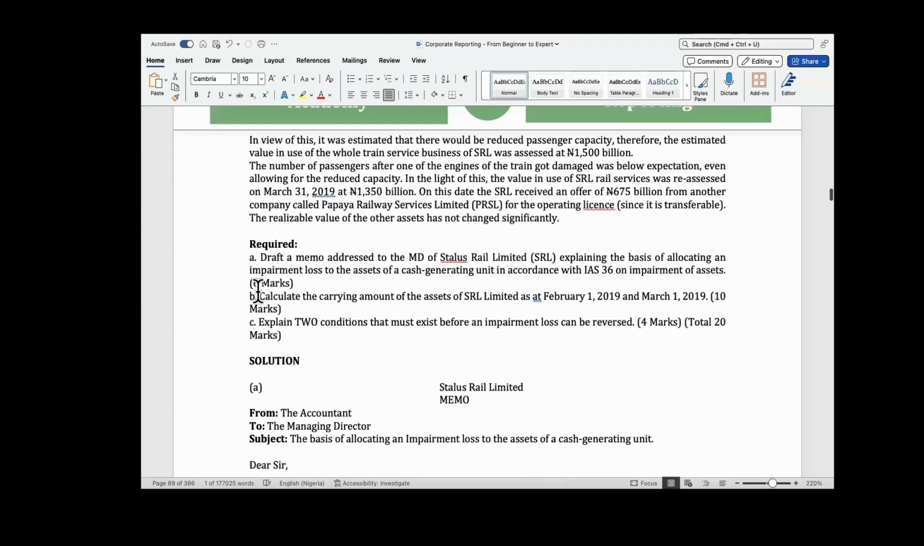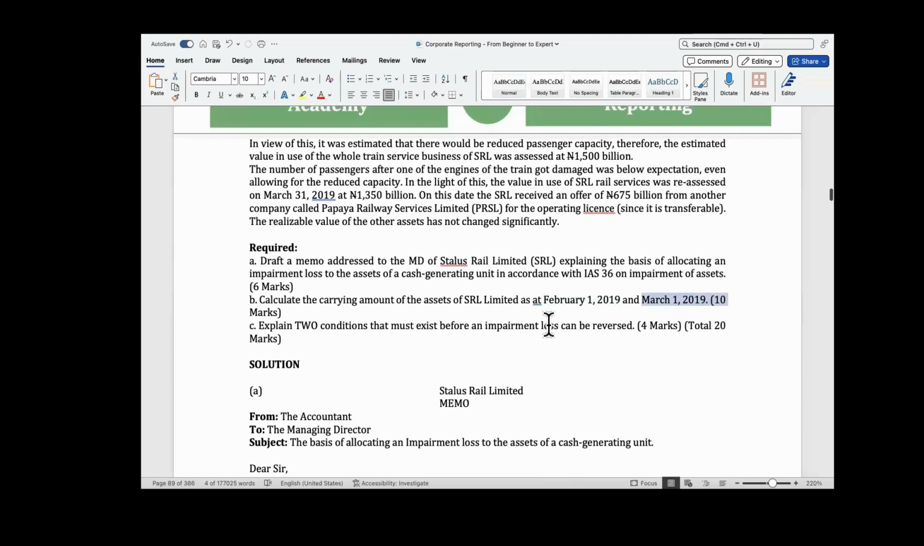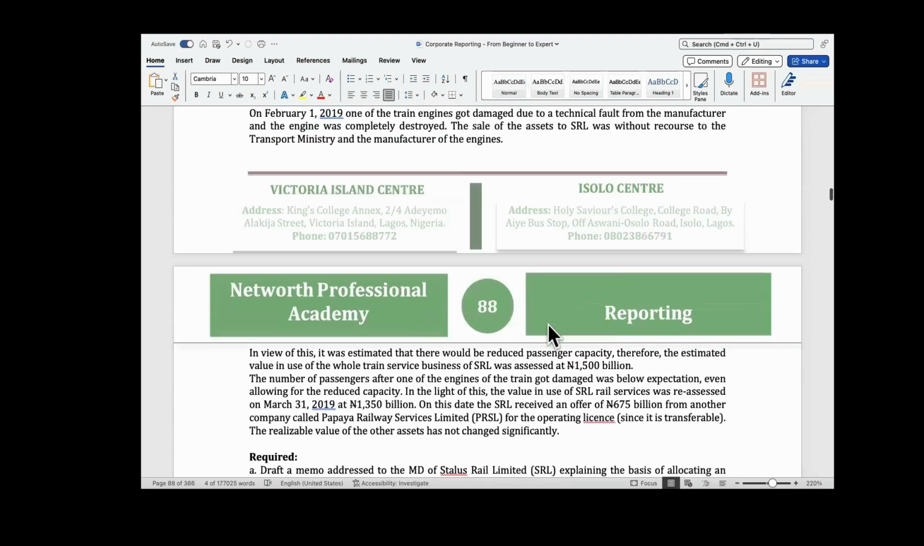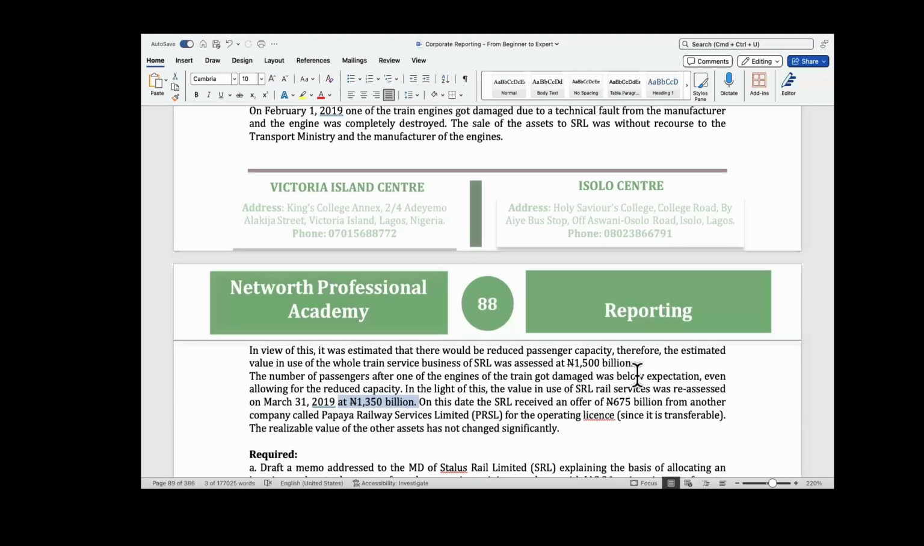Then the B part says that we should calculate the carrying amount of the assets of SRL Limited as at February 1st, 2019 and March 1st, 2019 for 10 marks. So at February 1st and at March 1st, 2 separate periods. If you look at this question, as at February they gave a value in use, and as at March they give us another value in use. So that means different impairment loss for those periods.